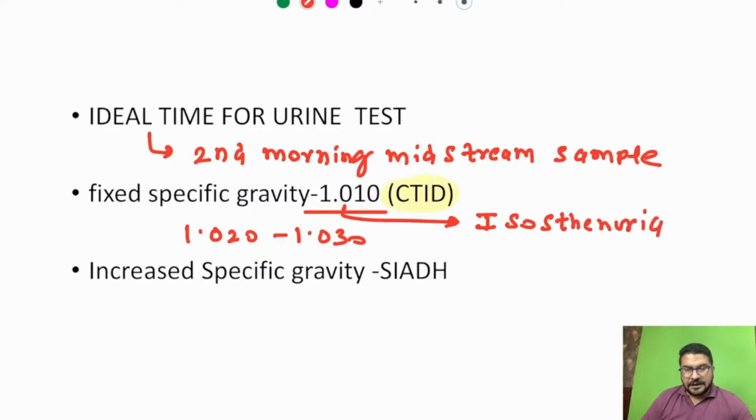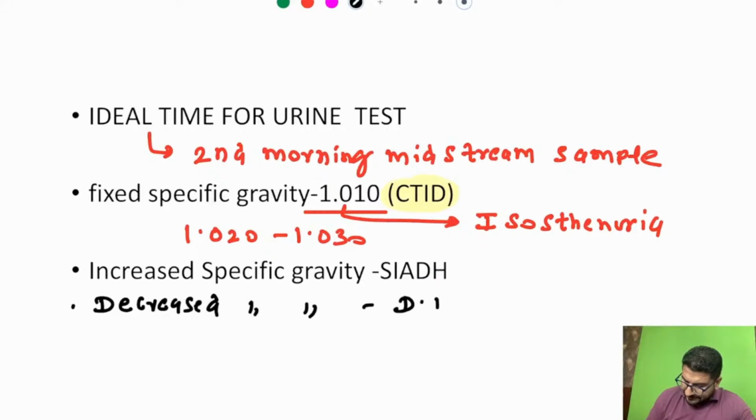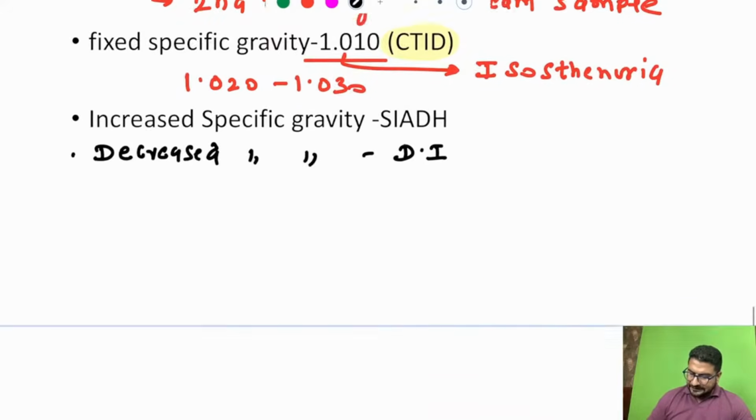Isosthenuria. Specific gravity बढ़ेगी कब? It is increased in SIADH, and specific gravity is decreased in a patient with diabetes insipidus. That specific gravity कम कब होगी? Diabetes insipidus.